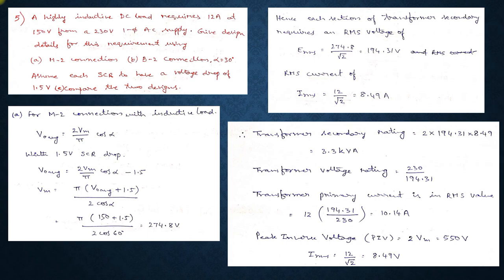So IRMS, of course, was already covered. So forget about this. These are the ratings of the M2 connection. Ratings means what is the kVA rating of the transformer, what is the voltage rating of the transformer, I mean turns ratio, voltage ratio. Okay, now let's move on to the bridge connection.